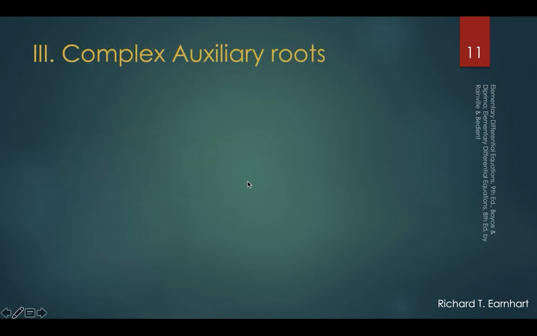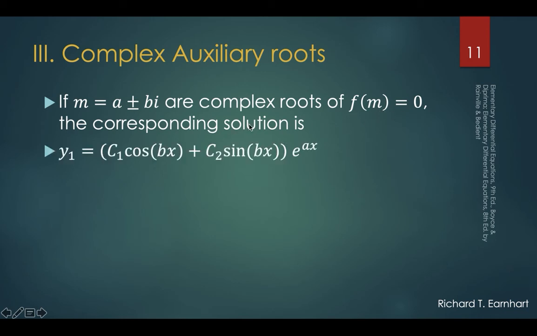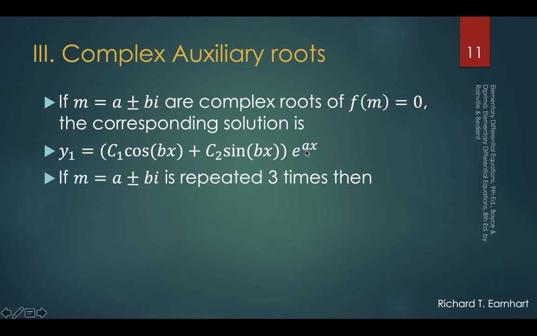What if we have complex roots? If a plus or minus bi are complex roots of f(m) equals 0, then the corresponding solution would be as follows. This is the real part, and this is the imaginary part. So you have 2 constants because these 2 are conjugates, considered as two roots.